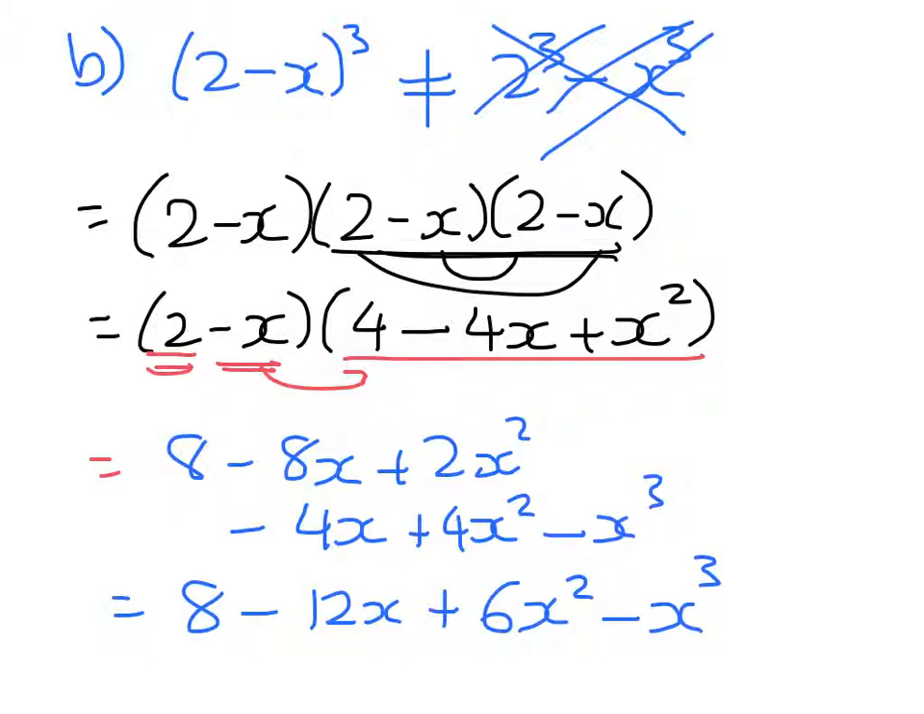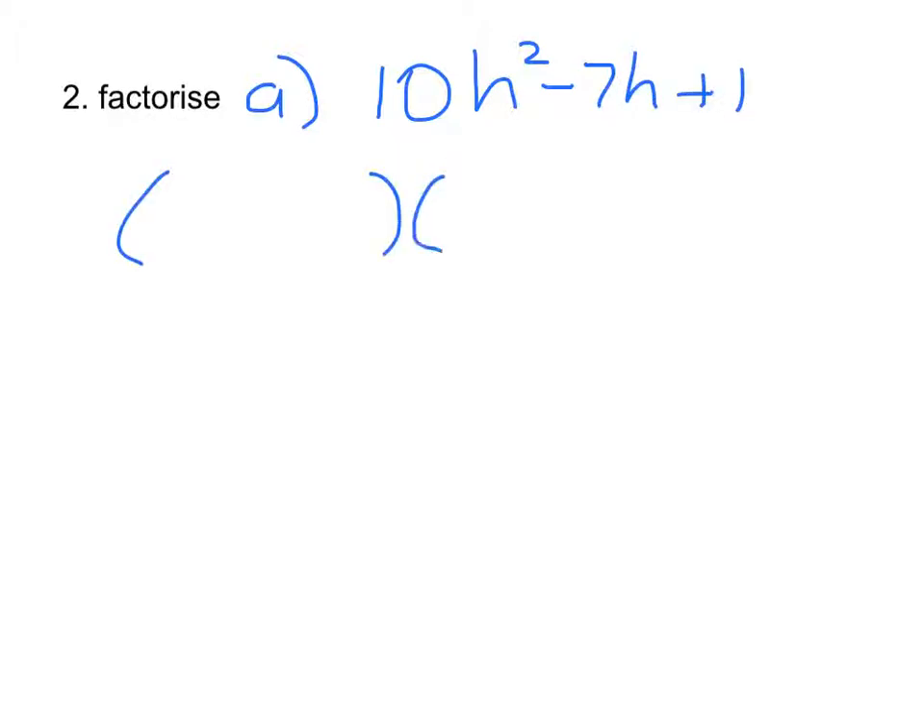Okay, on to the next two, which are factorising questions. Right, 2a, factorise 10h squared minus 7h plus 1. So a very nice, easy one that we can do by sight. The first thing I notice is that I've got a plus here and a minus here. So I must have a minus and a minus. The next thing I notice is I've got plus 1, so it must be minus 1.